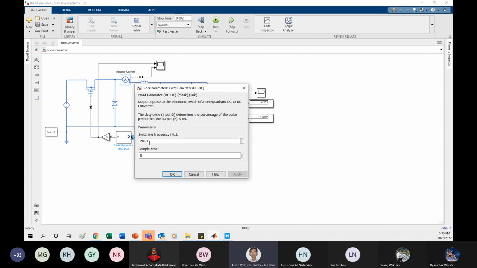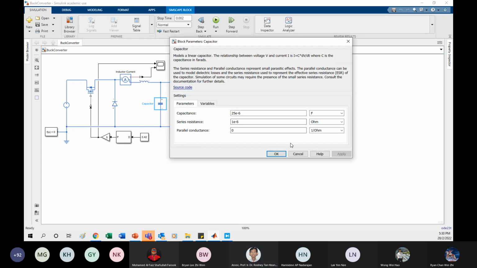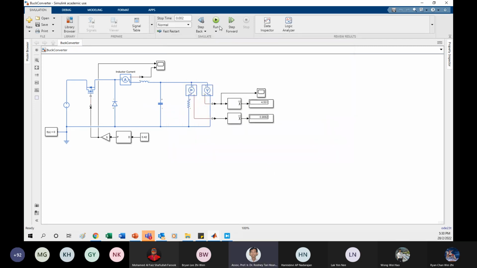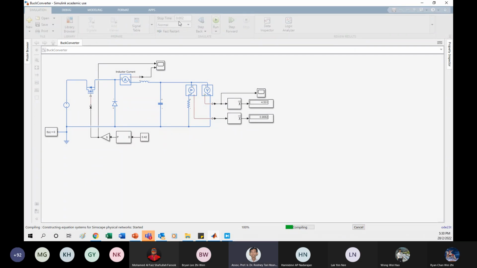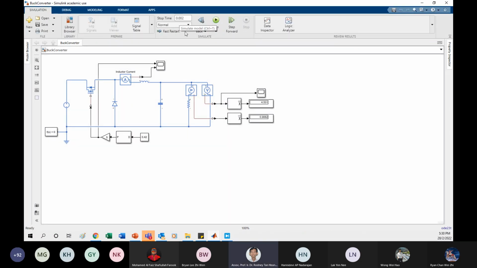And then you just set the frequency, that's all. You just set like 20 kilohertz, right? The input is your duty cycle. Okay, so these are the value. Okay, we do the calculation just now. If everything works fine, you run at 0.002 seconds. Okay, because very high frequency.